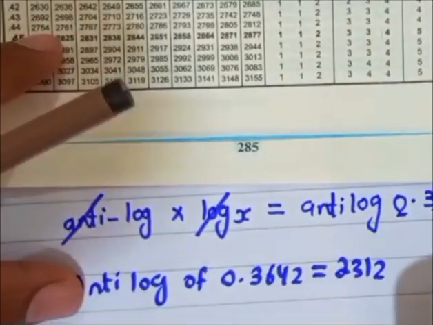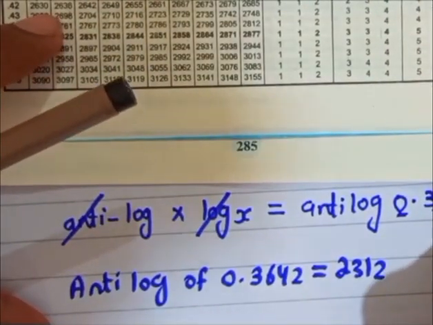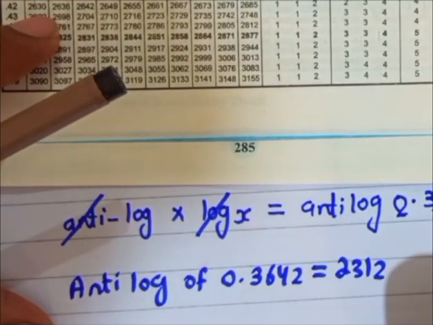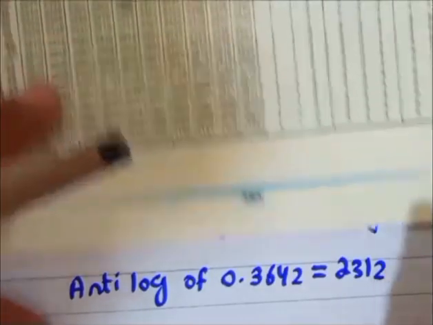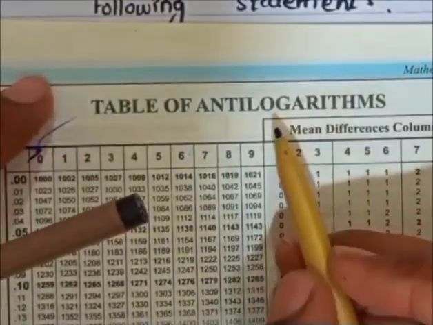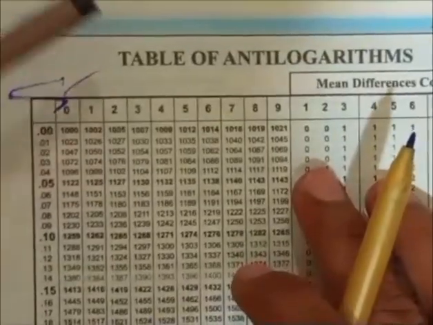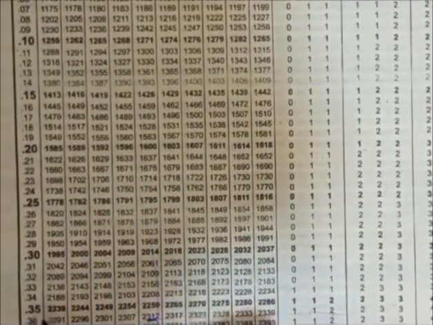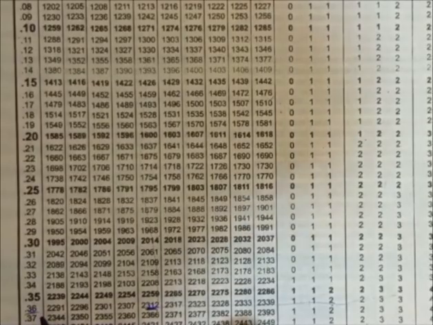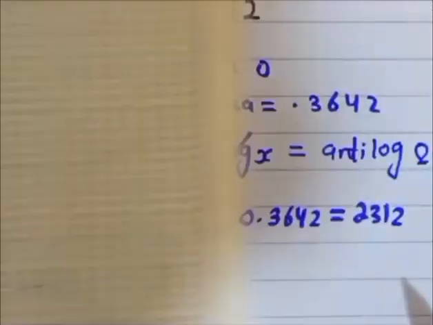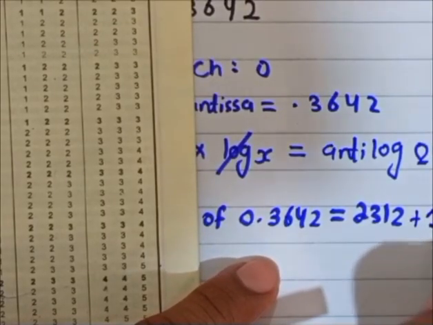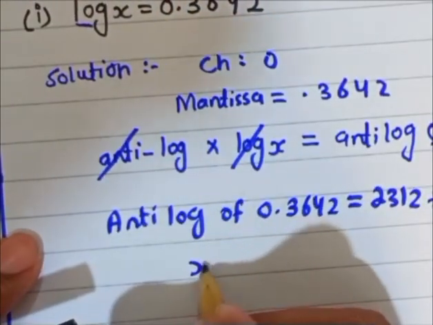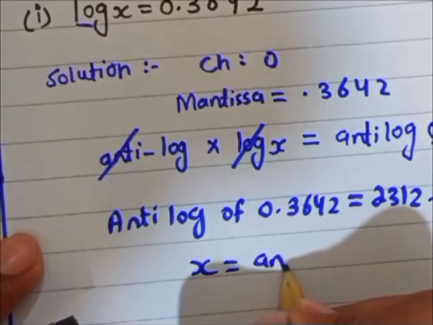So we have another digit, that is 2. Now I will find 0.36 in the mean difference column. See, this is the mean difference column, starting from 1 to 9. I will find 0.36 and the mean difference column for 2, and it is 1. So plus 1 is equal to 2313.